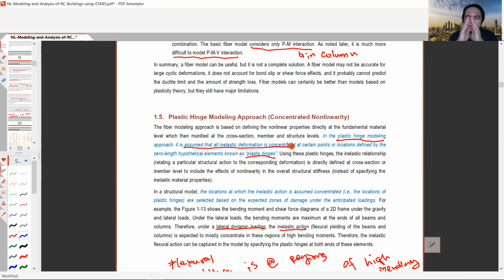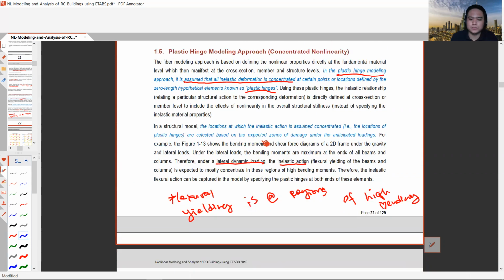Okay, so I think I should recall what I've learned in this topic. So in the plastic hinge modeling approach, basically, ina-assume lang yung inelastic deformation is the region where the plastic hinges are located. Okay, so for example, the beams dun sa may ends, the column is dun sa isang ends or sa other ends.